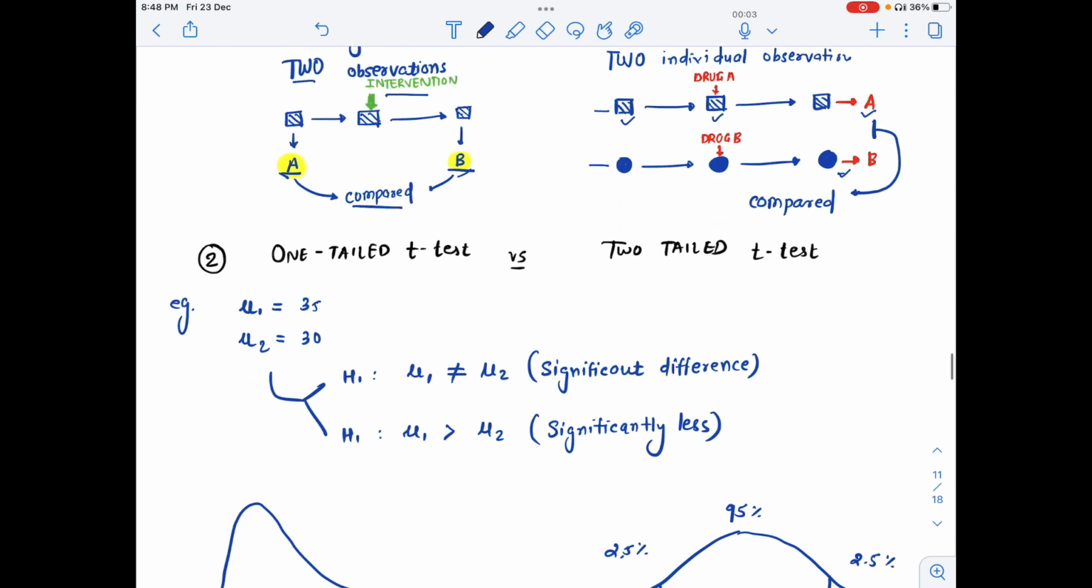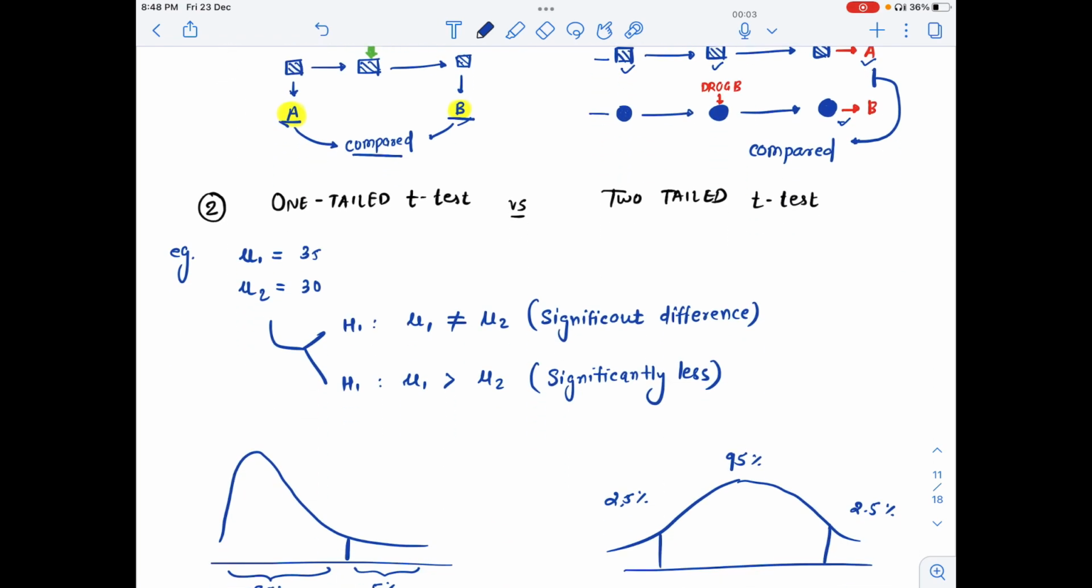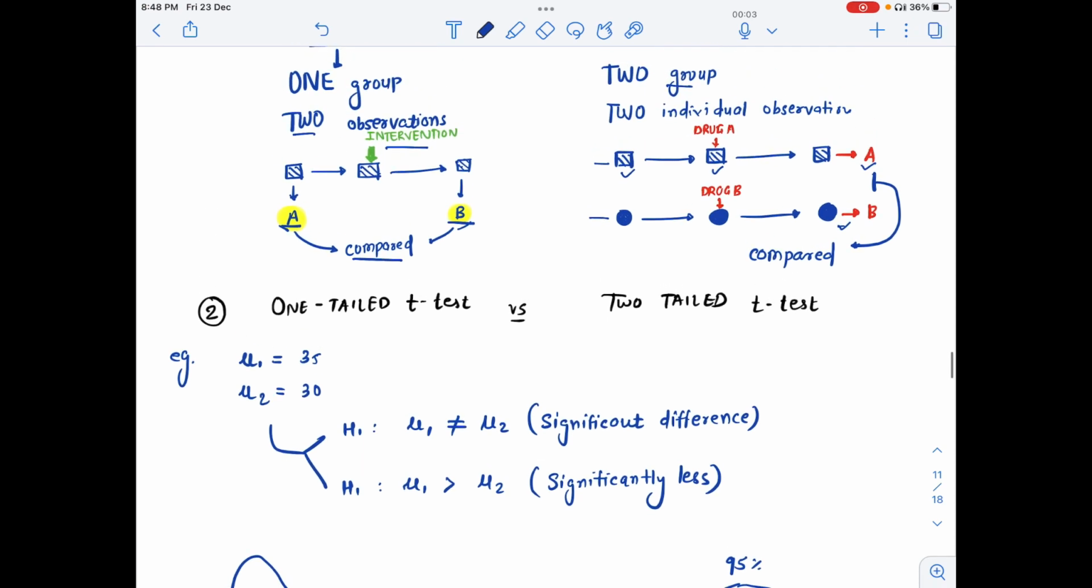Another term that you should know is one-tailed t-test versus two-tailed t-test. Let's say there are two means given, one is 35 and the second is 30. The alternate hypothesis can be of two types. We have discussed this before, but the actual terms are discussed here. If the question says find out whether there is a significant difference between two means, significant difference is the key term, that will be called a two-tailed t-test.